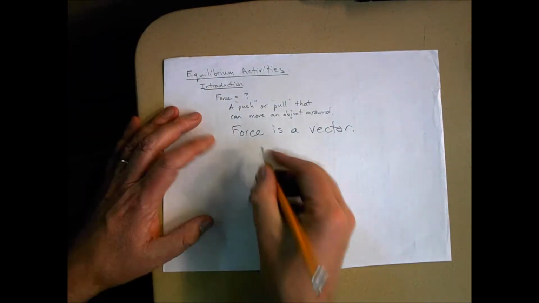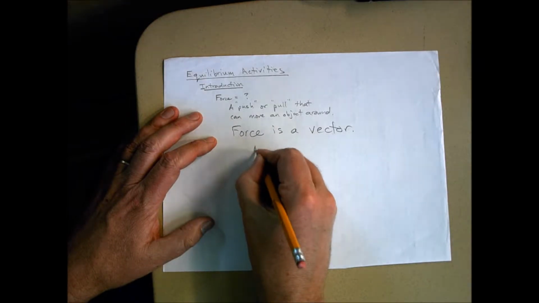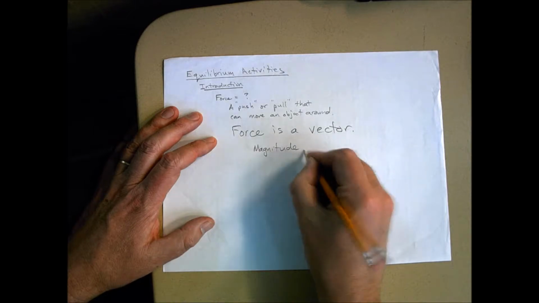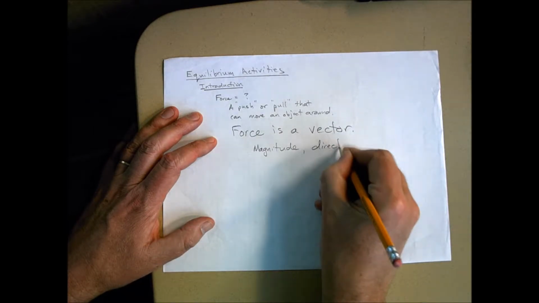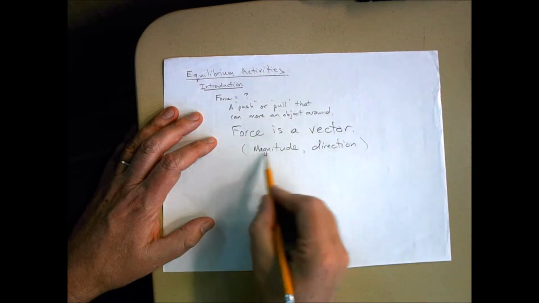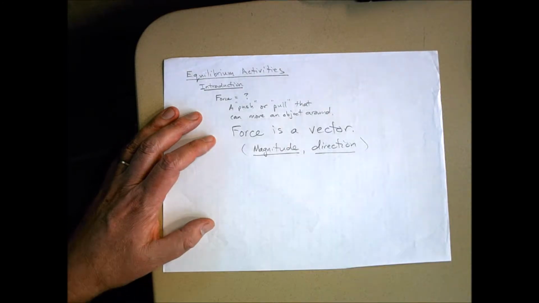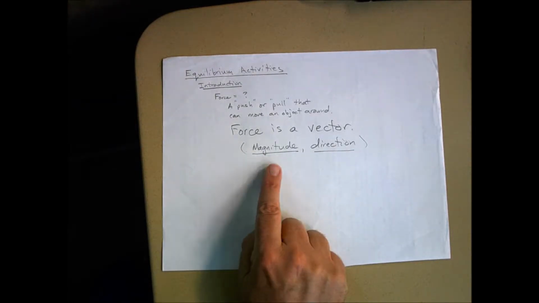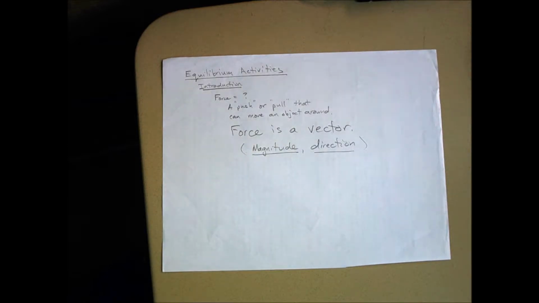So that is, it has a magnitude and a direction. And we're going to identify its magnitude and direction. We're going to put it in polar coordinates. Now, how do we measure the magnitude of a force?